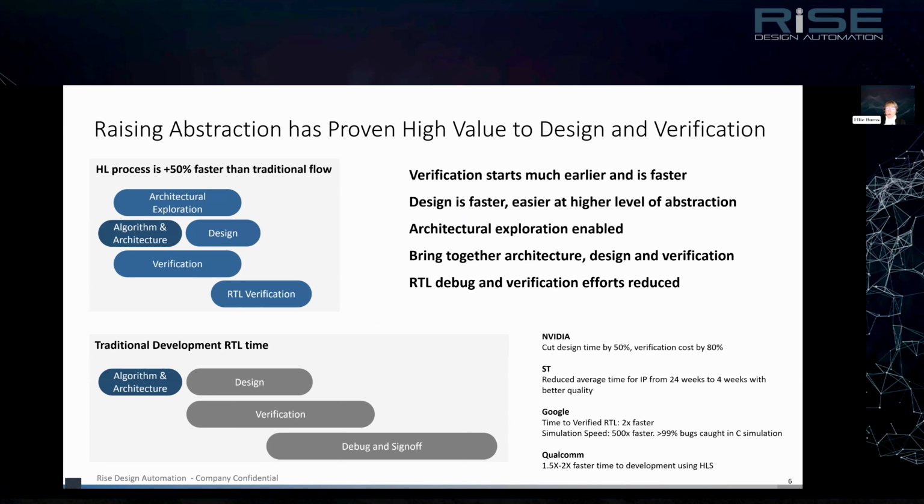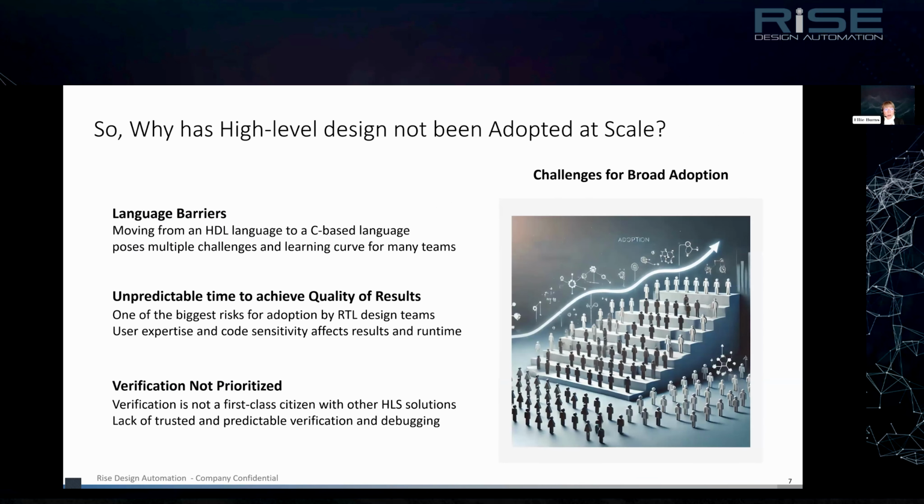And it's proven. Folks like NVIDIA, ST, Google, Qualcomm, all of these have been able to raise the design abstraction for projects and have documented how valuable it's been for them. However, if it's so valuable and you cut the project time, you may wonder, well, why has it not been adopted at scale? I'm trying to sum up the reasons. There's lots of different reasons why we haven't seen broad adoption, but I'd say they fall into 3 different camps as we've analyzed this.